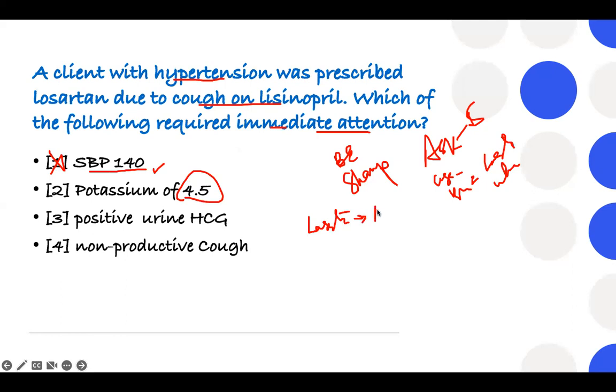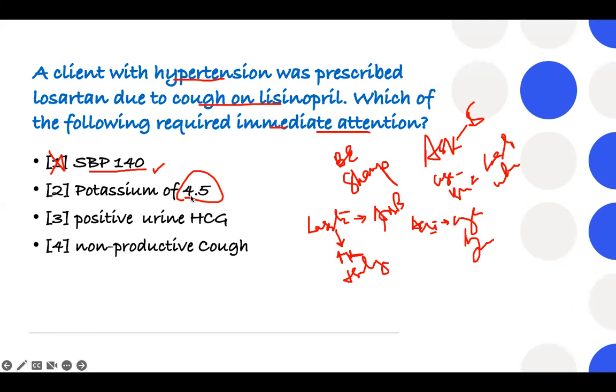Losartan is an ARB. You have to know this medication. Losartan and the ACE inhibitor lisinopril have very common side effects. Losartan causes potassium to be high, hyperkalemia, and they are teratogens. ACE inhibitors do the same thing, in addition to cough and angioedema. There's a reason: they lead to accumulation of bradykinin. That's why it's a problem.